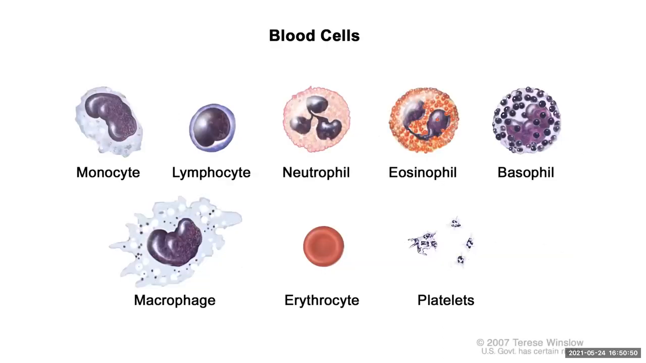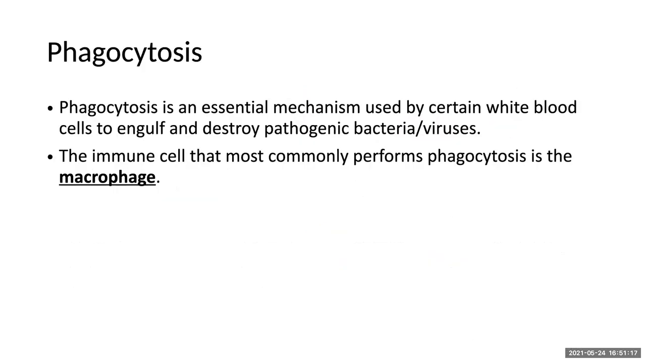So anyway, here's what they look like. Erythrocyte, that's the fancy word for a red blood cell. But here are your innate immune cells. The lymphocytes, those are your adaptive. So there's B lymphocytes and T lymphocytes. That's what they look like. They kind of look a little smaller with a giant nucleus.